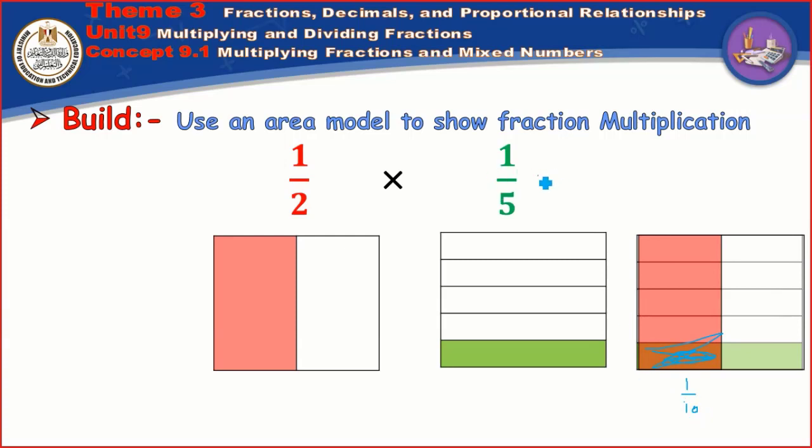Who can note something else? I can note something else. When I multiply numerator times numerator, 1 times 1 equals 1. 2 times 5 equals 10. I can make it without making a model, but he told me to use the area model.